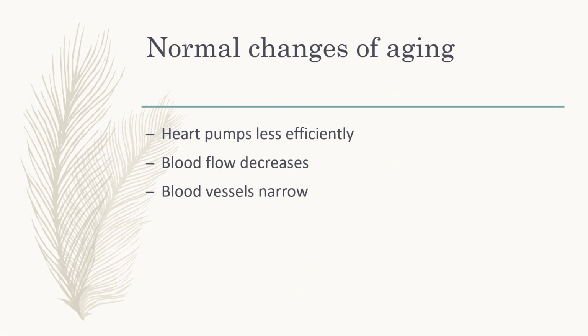Normal changes of aging in the blood and the circulatory system: the heart is going to pump less efficiently. Blood flow decreases and your blood vessels narrow, which is one reason it's important to make sure that you don't get clogged arteries and clogged veins because they're already narrowing on their own. So when you get a small opening and you cram a bunch of stuff into it, it's going to be harder for the blood to get through it than if you just had a small opening.